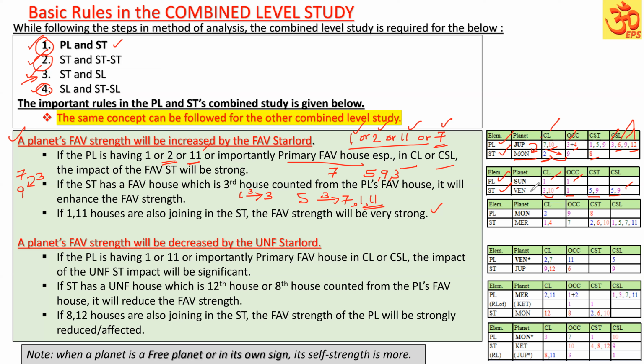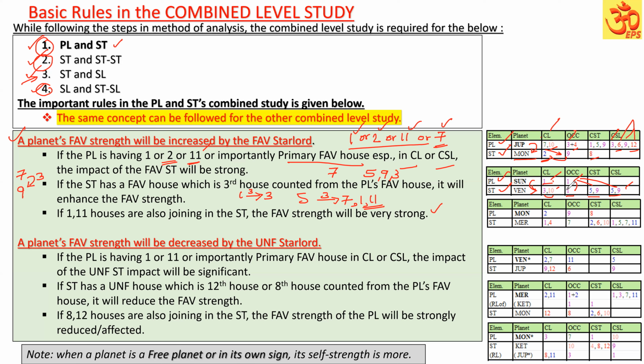Look at the combined level study. Lagna Lord occupying Lagna in the nakshatra of Venus, 3rd Lord occupying Lagna, 5-9-5-9. So you can see Lagna is further increased by the 3rd house. Lagna is supported by Lagna itself, and also 5 and 9. And this Lagna Lord in the nakshatra of the 3rd Lord is improving the Lagna. So this is going to further increase the strength of the Lagna.